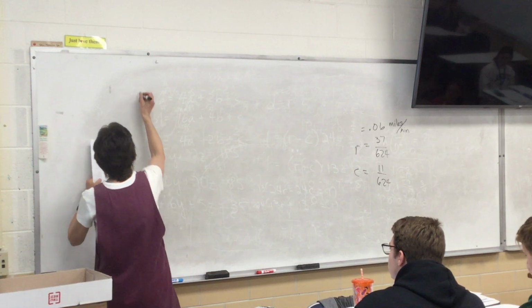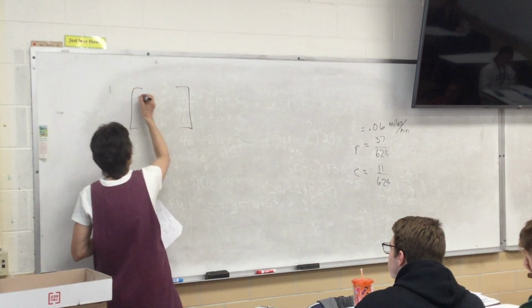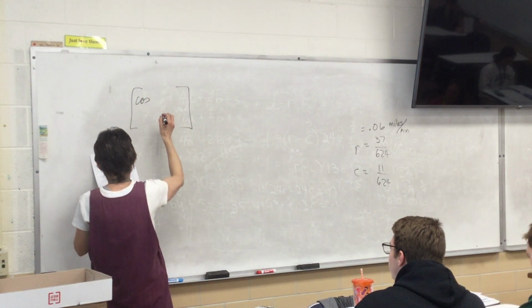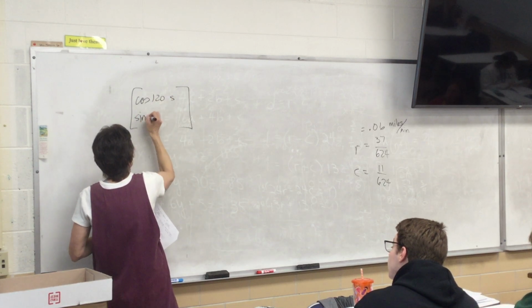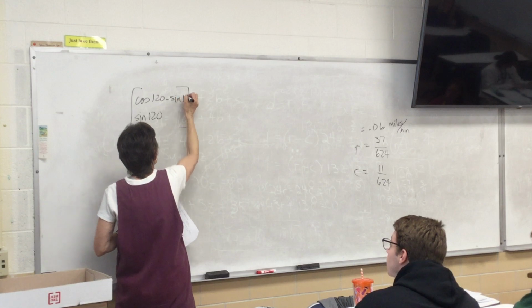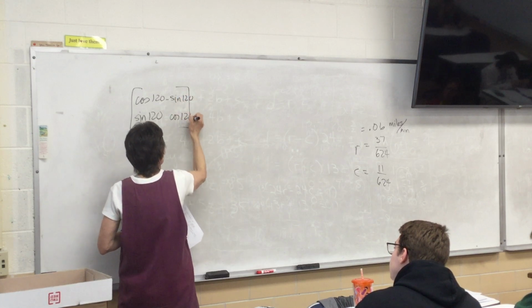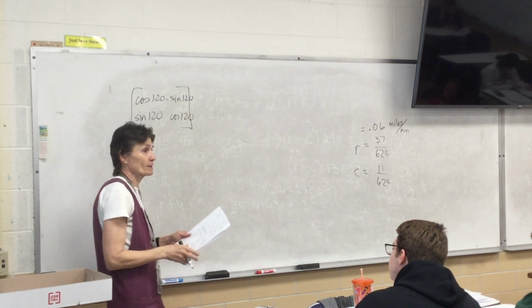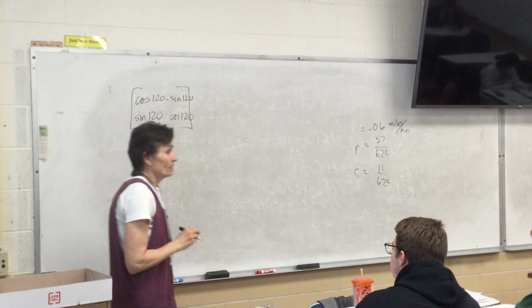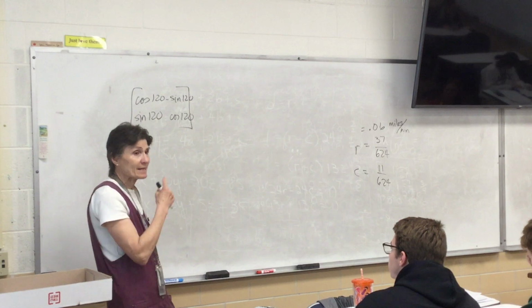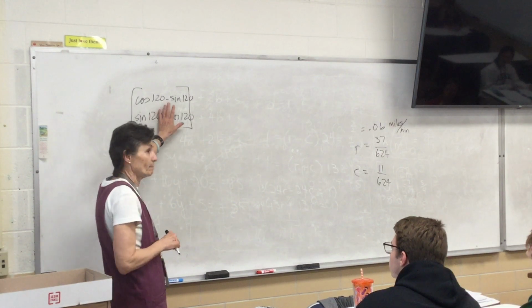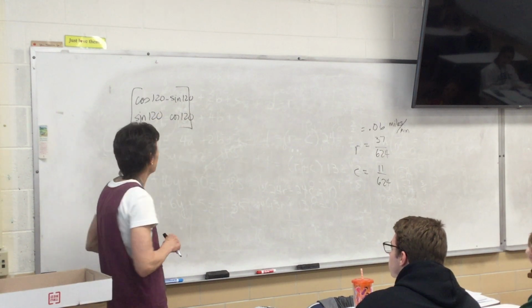My gosh. The rotation matrix, cosine, what's my angle? 120. So cosine 120, sine 120, negative sine 120, cosine 120. That's the rotation matrix. No partial credit. You miss it, I'm not even looking at your thing. That's memorized, and not 120, but that format is memorized.